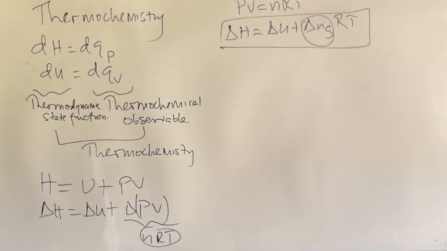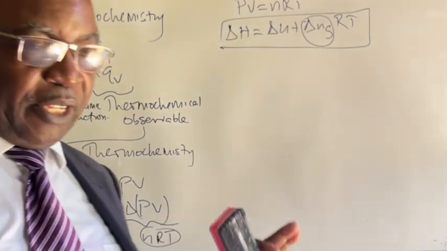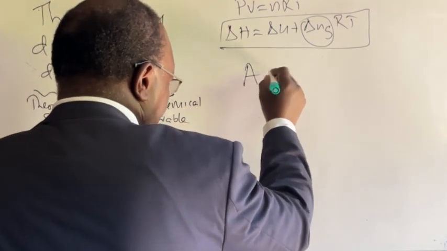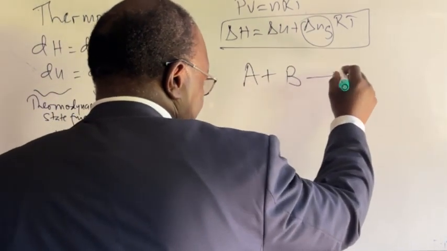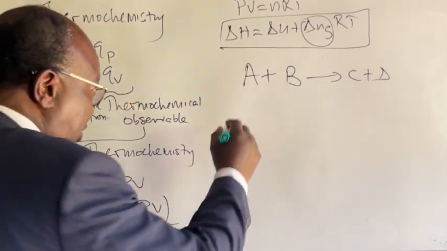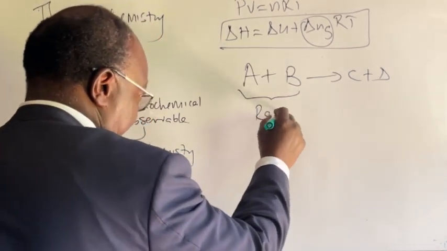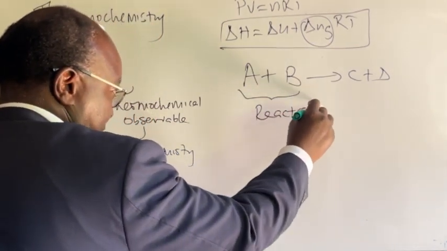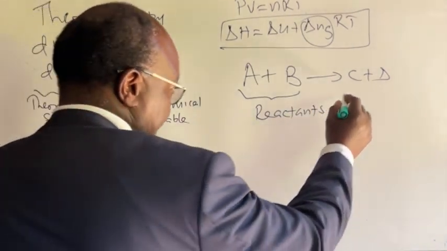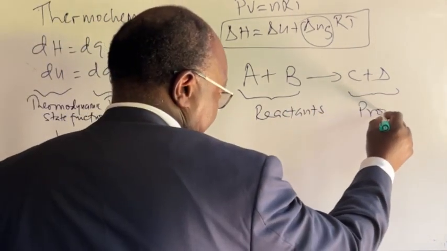Now, when we are dealing with thermochemistry, you must be very certain about what the reactants are and what the products are. So A plus B are our reactants, and C plus D are our products.